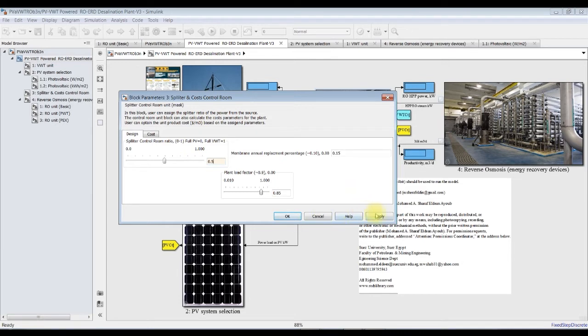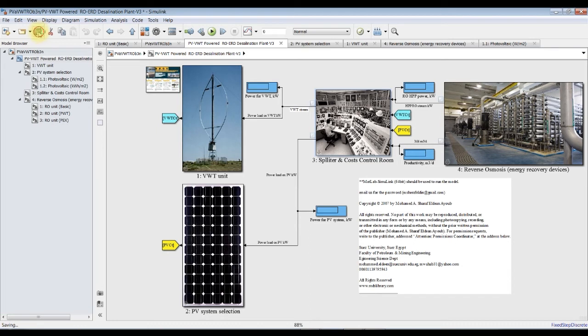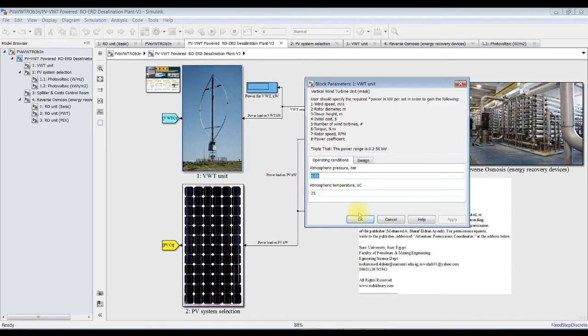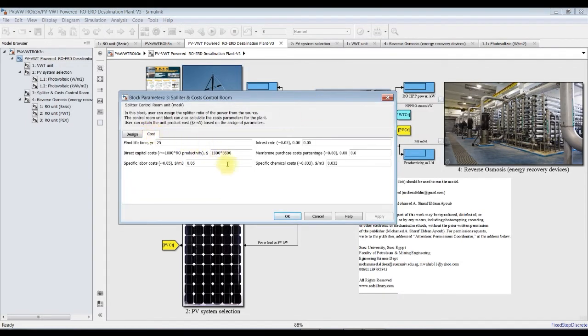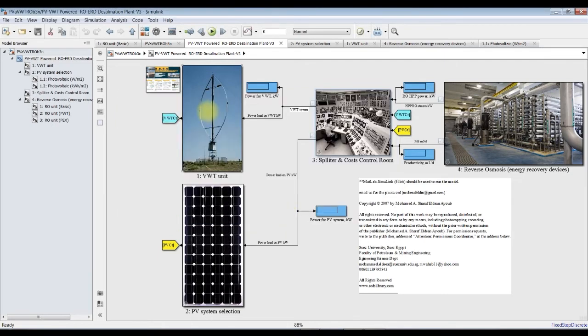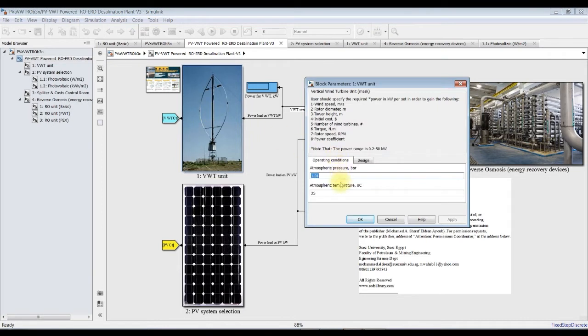Let's go for 50%. Okay, let's go for vertical wind turbine. Here we have the cost analysis: the plant lifetime, the capital cost, and the interest rate, and I will keep these parameters. For the vertical wind turbine, we can try some operating conditions and the design.